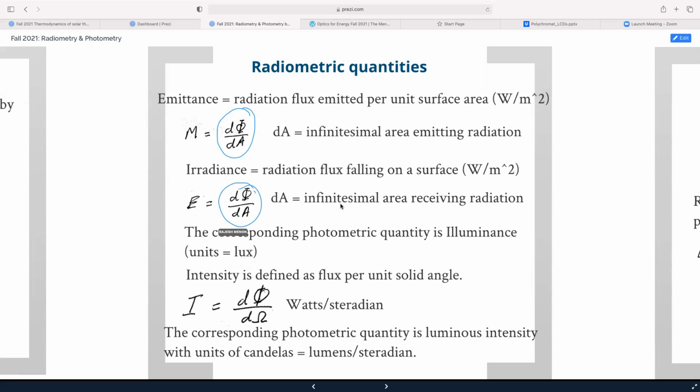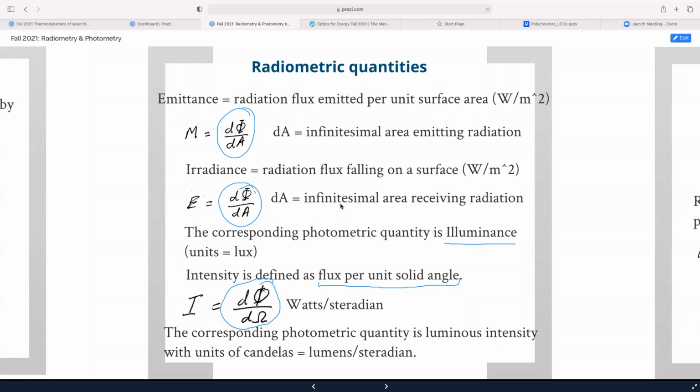By definition, the corresponding photometric quantity is illuminance, whose units are lux, and intensity is defined as flux per unit solid angle. We saw that before, which is in watts per steradian. So this is the flux divided by d omega, which is the solid angle. Again, I don't need you to memorize any of these. The corresponding photometric quantity is luminous intensity. So the intensity in watts per steradian is related to lumens per steradian.